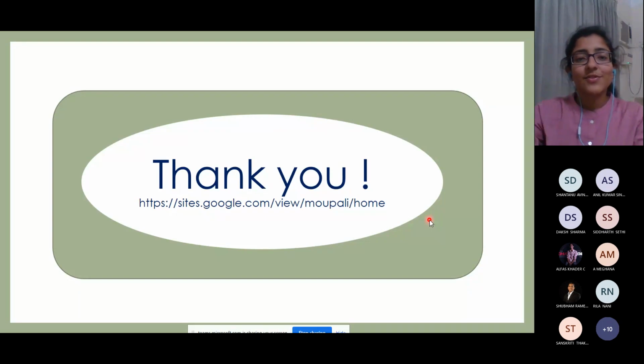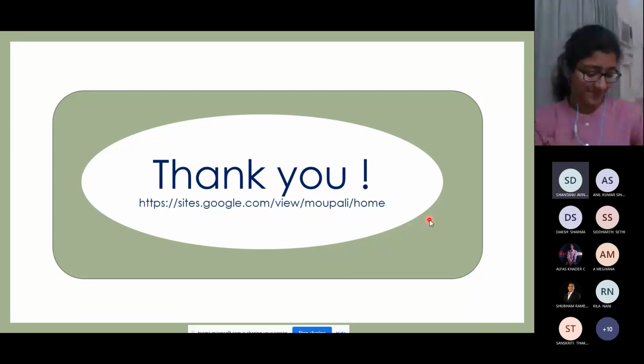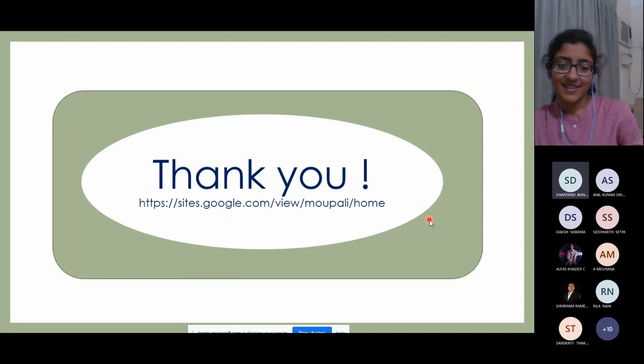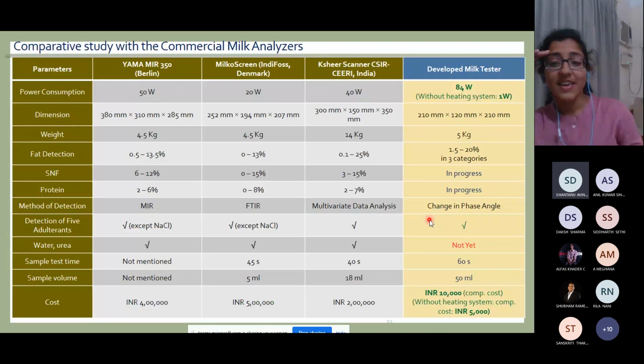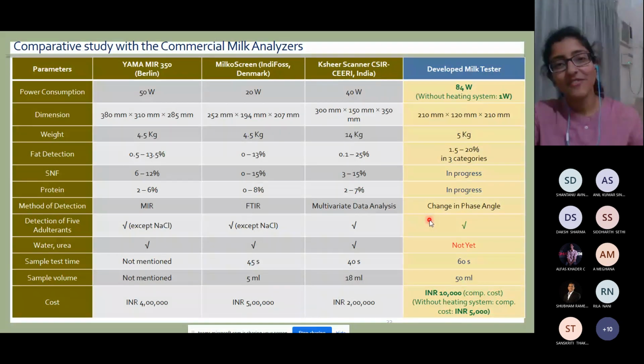So any question? I have one question. If you are selling this for 5,000 and they are selling this for 5 lakhs... No, see, it's not 5,000. Actually, it's only the component cost. I didn't attach any labor cost, meaning manufacturing. So it will have more cost, but not in lakhs.